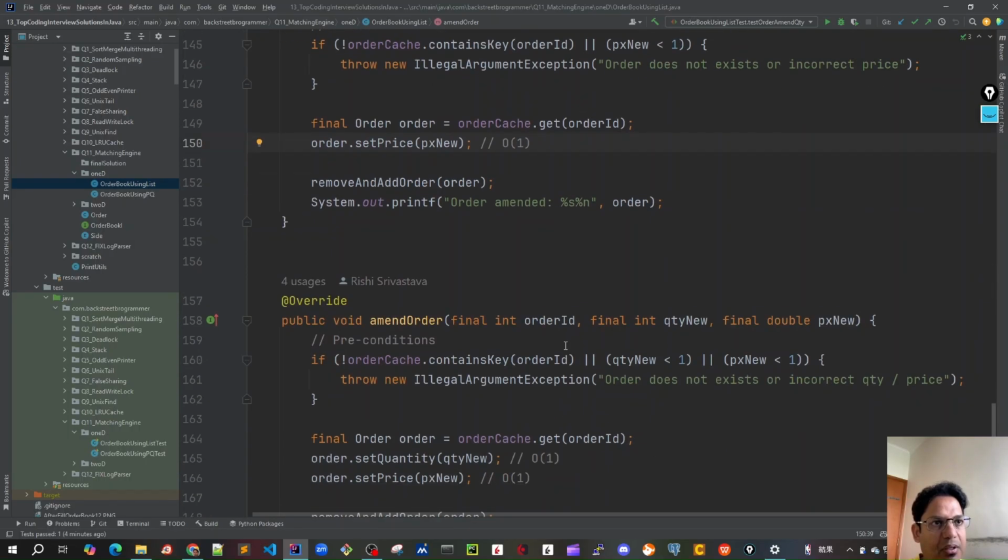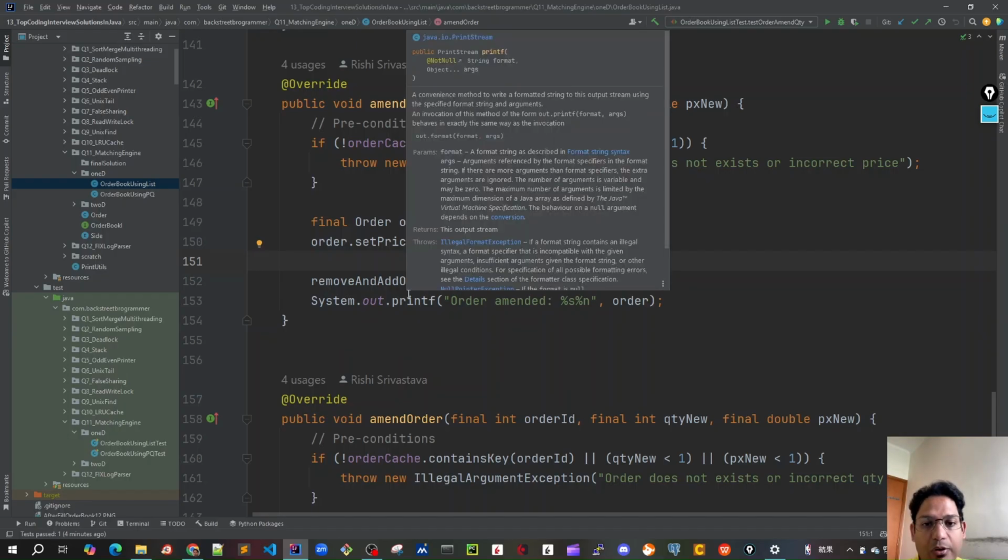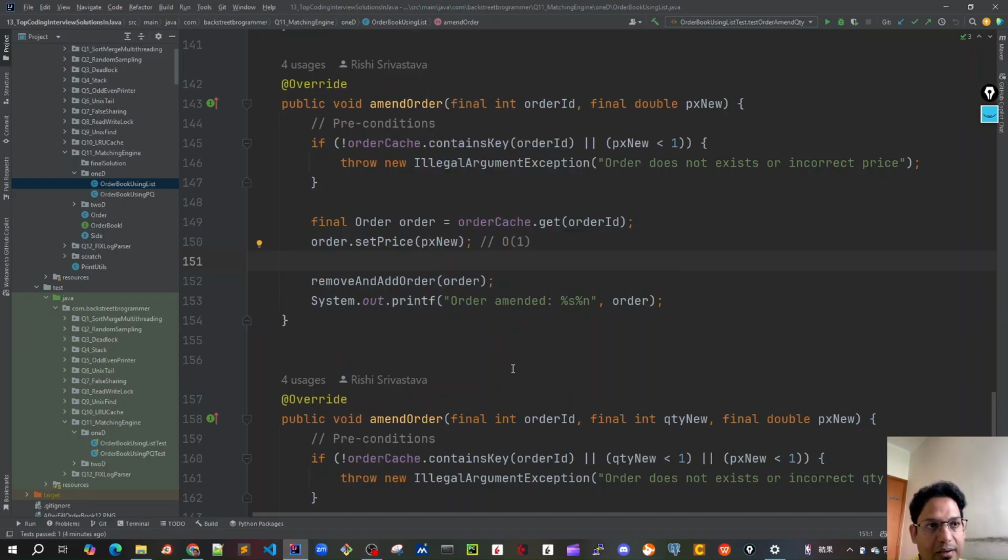Now, if everything is good, first of all, we'll get the order from our hash map or order cache that we're maintaining, and then we set the price to the new price which has been sent. It is O(1) complexity. And again, as discussed in the previous video for amend quantity, we are going to use a similar approach for price as well. First of all, we have to remove the order from the order book and then add this amended order with the amended price again to the order book.